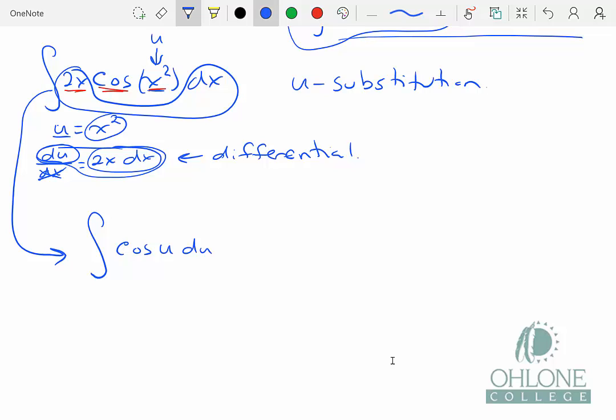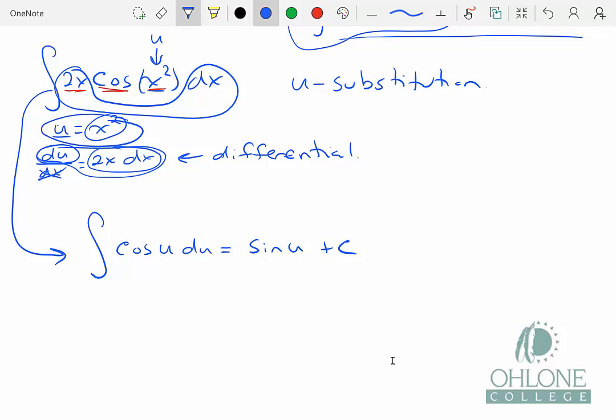So now what I've done is I've created a new integral that's a lot easier for me to deal with. I know how to integrate the cosine of u. That is the sine of u plus c. Now, I changed it into the variable u. I want to change it back into the variable x.